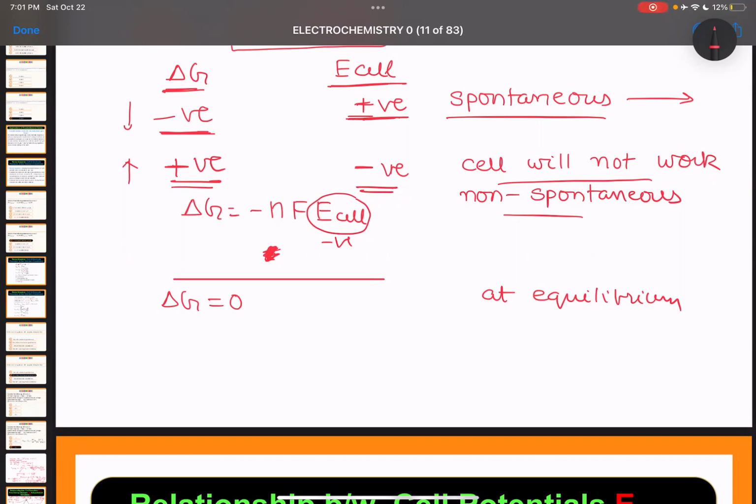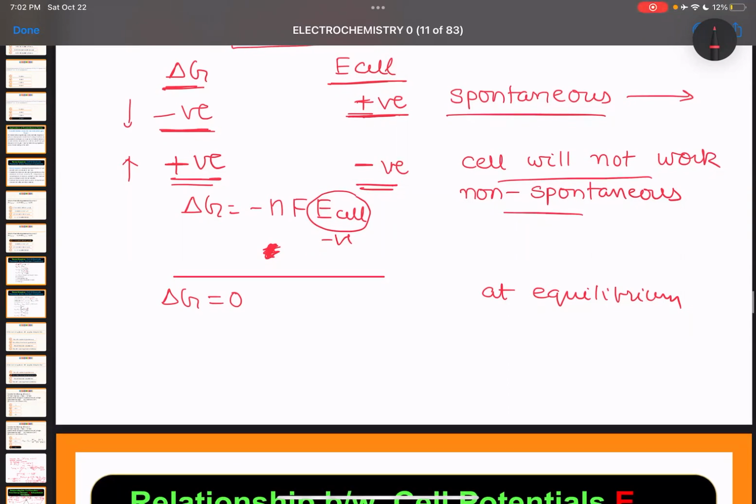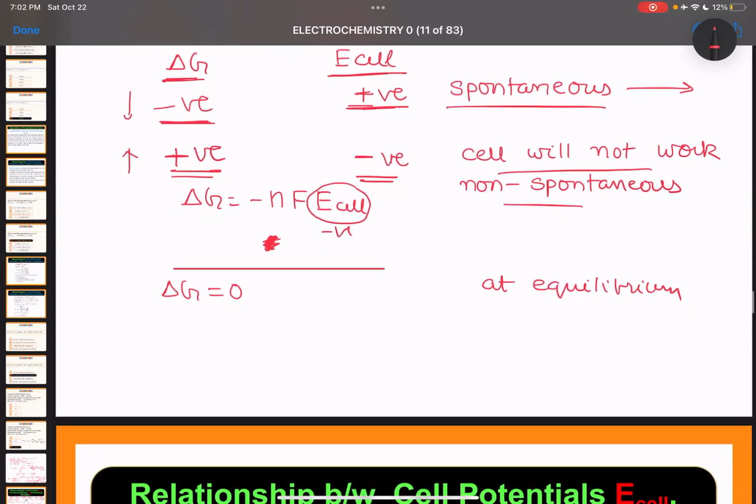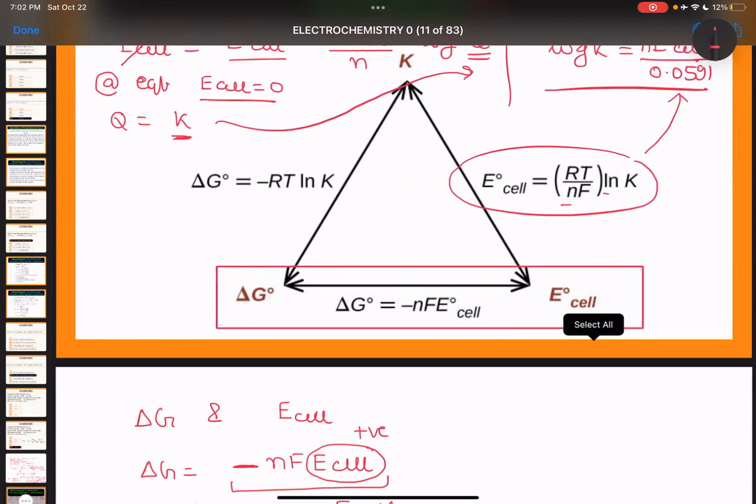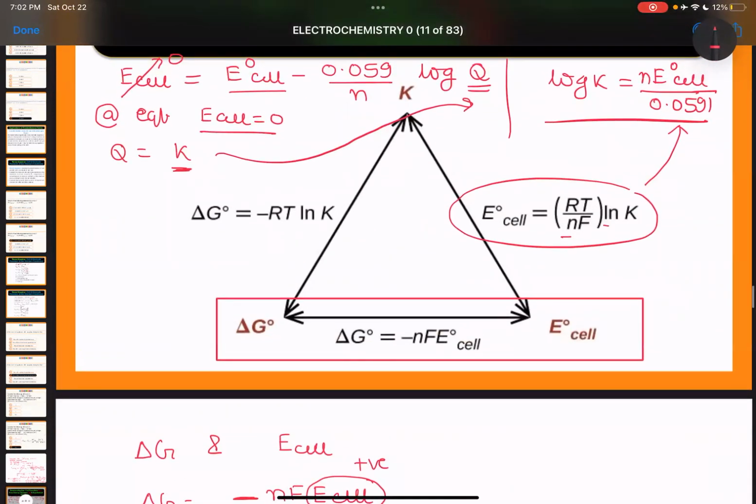And if the Gibbs free energy is neither decreasing nor increasing, okay, means what? EMF of the cell is 0. And the Gibbs free energy change is also 0. Clear? So I hope you understood that this is the first thing which you should know. First thing is this one, right? This is the most important thing.